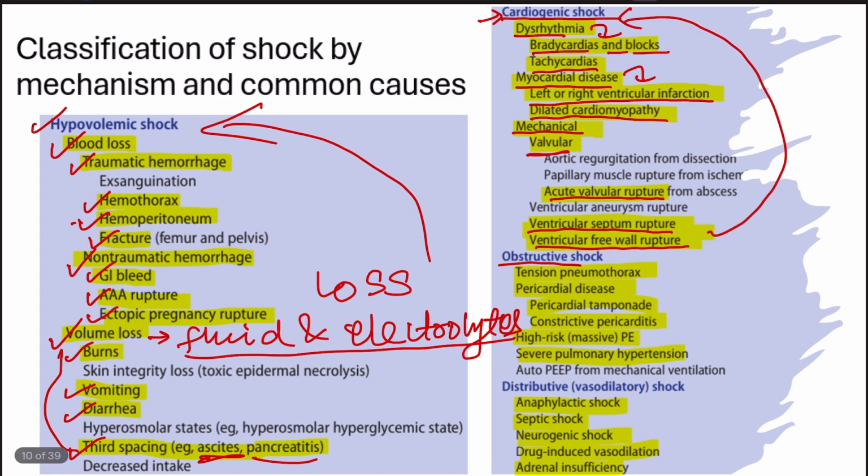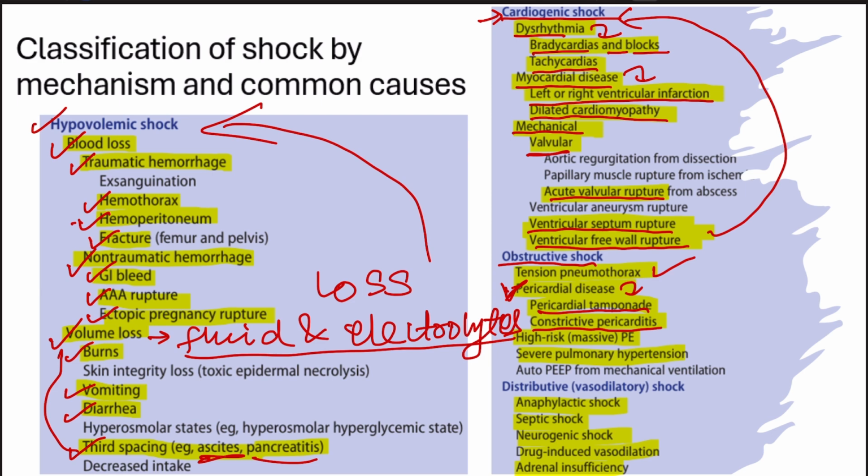Then we have obstructive shock. From the name itself, it is clear that it is obstructing the flow of blood out of the heart. So it can occur in case of tension pneumothorax, when there is an increase in the pressure within the thoracic cavity due to trauma to the thorax. Then it can be in cases of pericardial diseases like pericardial tamponade or constrictive pericarditis.